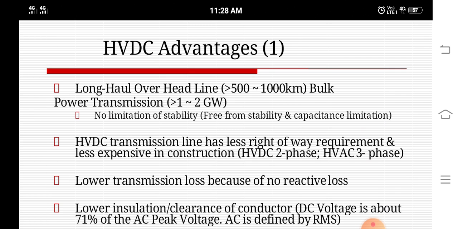Then power transmission and stabilization between unsynchronized AC distribution systems, and connecting a remote generating plant to the distribution grid. Then it reduces line cost. That reduced line cost comes from fewer and thinner conductors, since HVDC does not suffer from the skin effect.